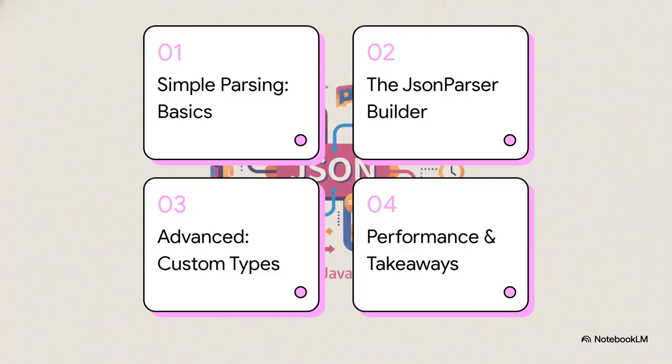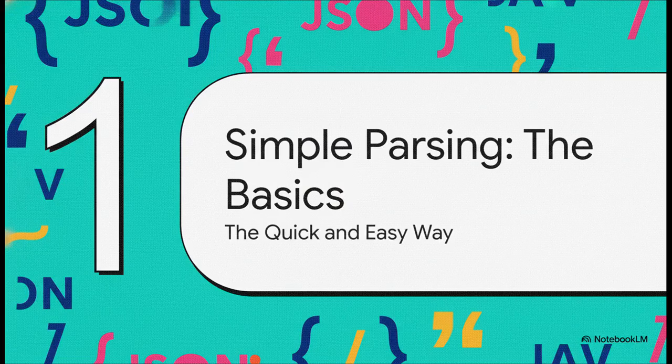Okay, so here's our game plan. First, we'll get our hands dirty with the simple, everyday parsing stuff. Then, we're going to level up and see how the JSON Parser Builder gives you that fine-grained control. After that, we'll get into the most powerful feature, handling custom types for your own objects. And we'll wrap it all up by looking at performance and the key things you need to remember. All right, let's dive right in with the basics.